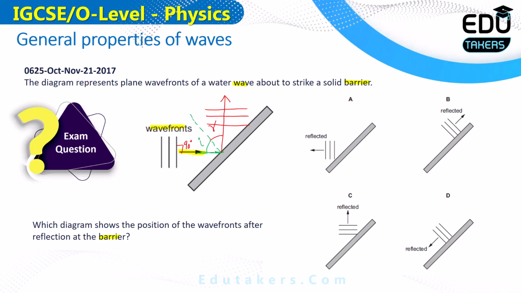After drawing the normal line, considering that the angle of incidence and angle of reflection are equal, draw the reflected line which shows the direction of the reflected wavefront. And the wavefronts are always perpendicular to the incident ray or the reflected ray. The wavefront makes an angle of 90 degrees here. That's why this is the direction of the reflected wavefronts after striking the barrier.